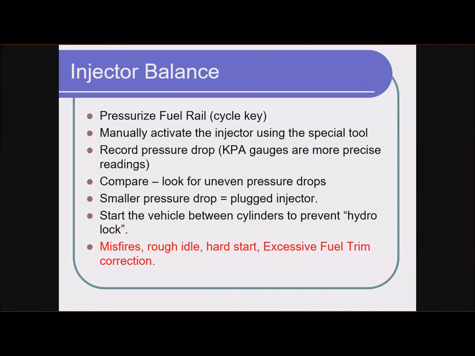Somehow pressurize the fuel rail. How do we pressurize the fuel rail? We talked about this with the fuel pressure testing. We cycle the key. Every time you turn the ignition on, you're going to get a 2-second prime. And the fuel rail, at some point, is going to reach its maximum regulated pressure, say 50 or 60 psi, and then no matter how many times you cycle the key after that, it's not going to make a difference. So you've got the fuel rail pressurized.